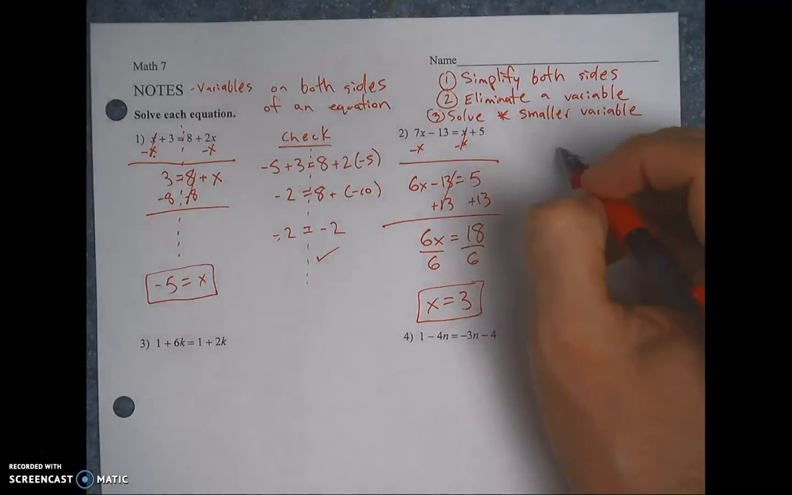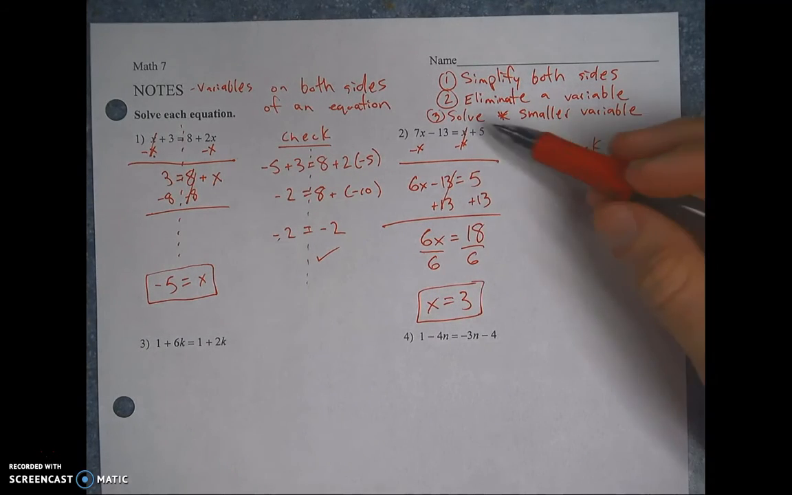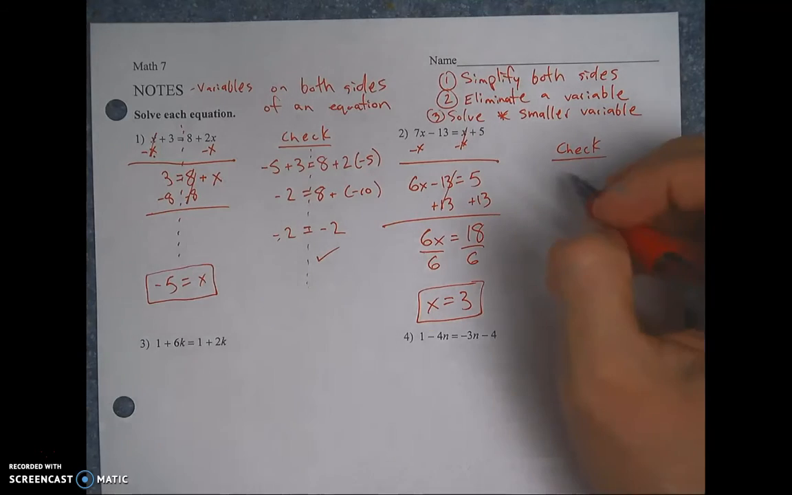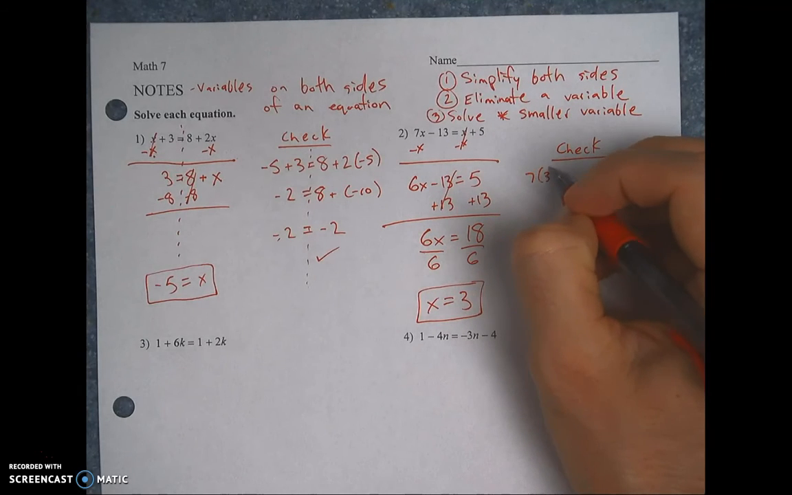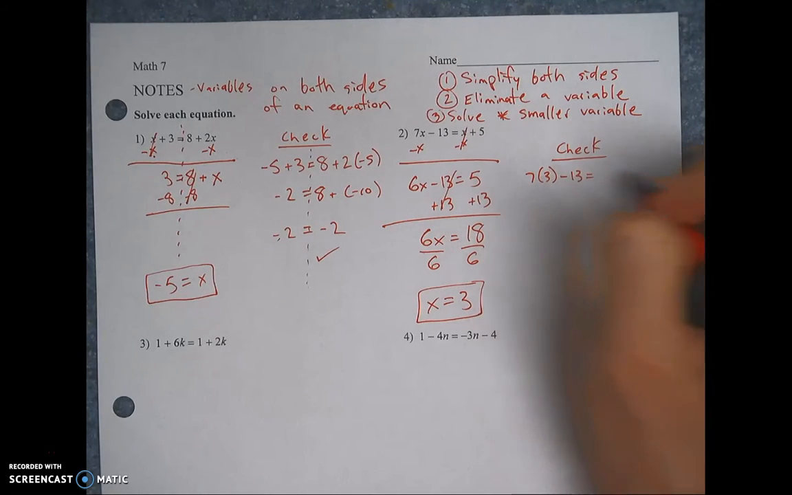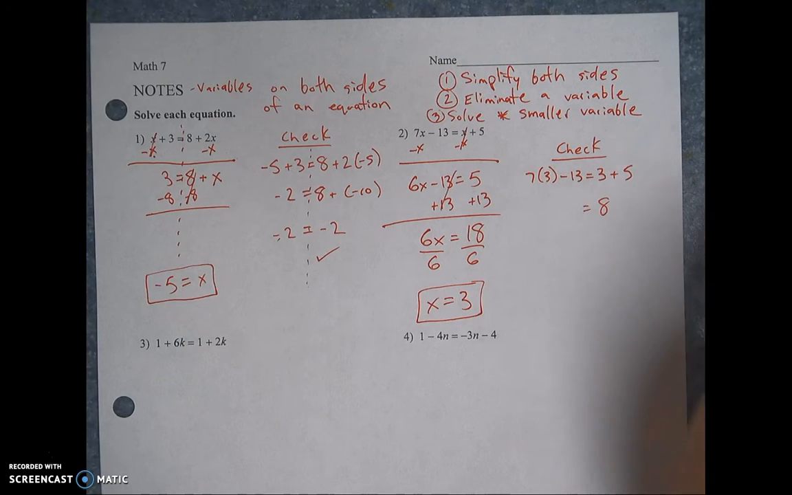So let's try the check. Rewrite the original equation. Everywhere you see an x, put a 3. So 7 times 3 minus 13 needs to equal 3 instead of x plus 5. So right away I see that right side is going to be 8. So I need to make sure that this other side also comes out to 8 for this check to work.